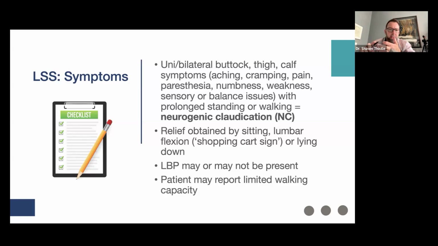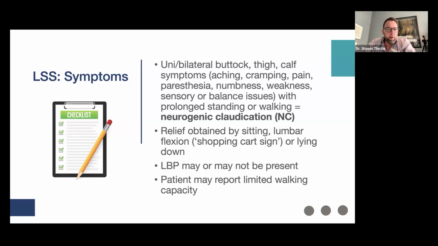It waxes and wanes. It's episodic. Our job is to manage the episodes, give them tools in between to help them hopefully prevent some episodes. But I can't remember a lumbar stenosis patient in my career that hasn't had at least some history of low back pain. The point here is that if they're having leg symptoms, they don't necessarily have to be having low back pain symptoms at the same time.